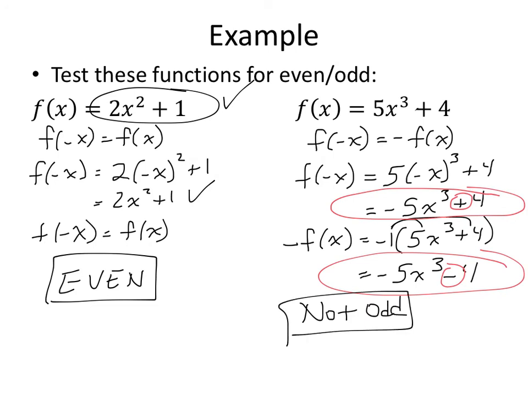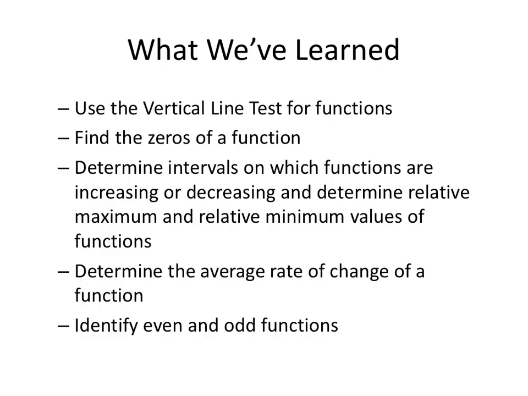And we know that this makes sense because if I have 5x cubed plus 4, what I'm doing is taking the 5x cubed and raising it up 4, right? So say that this is 4. Is this function symmetric with respect to the origin? Well, it can't be. It doesn't go through the origin anymore. So knowing how these functions work, we could have looked at that and said, hey, no, it's not going to be odd. I can look at that function and see that it's not going to be symmetric with respect to the origin.